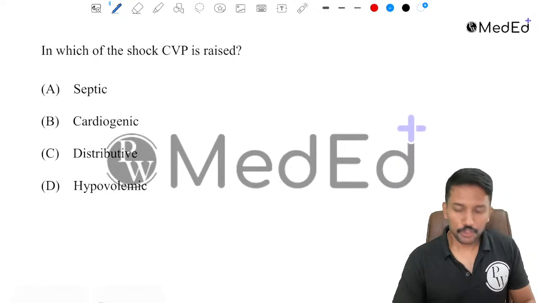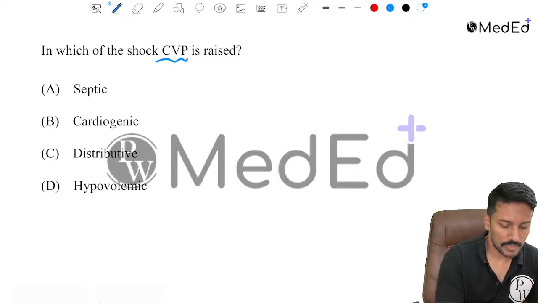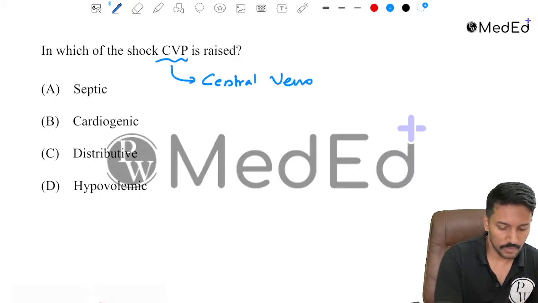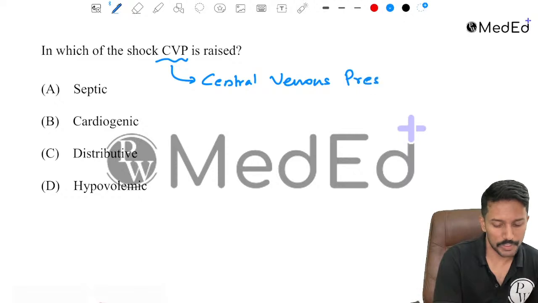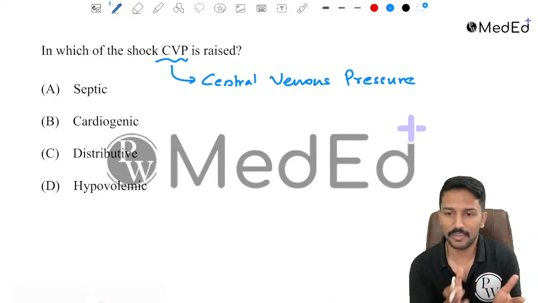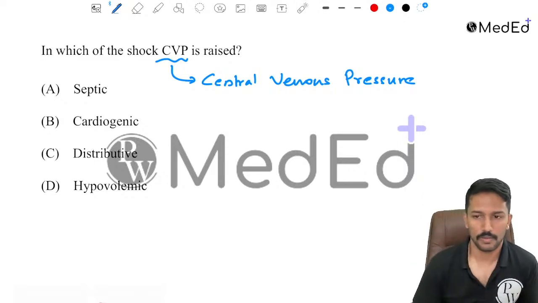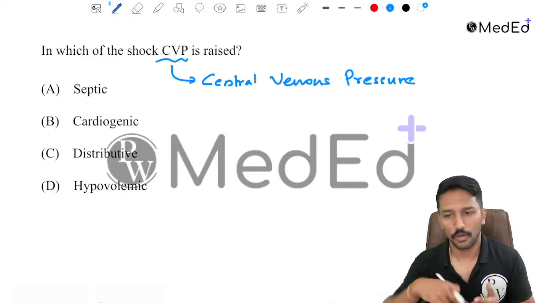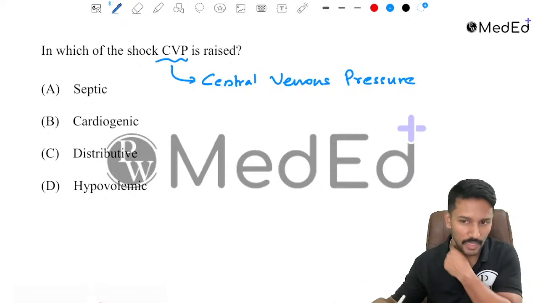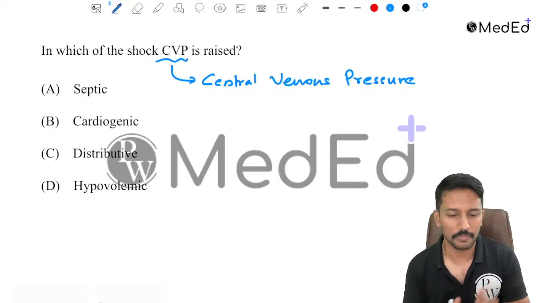Okay, in which shock will CVP be raised? What is CVP? CVP stands for central venous pressure. Basically it is a pressure measurement of your superior vena cava. It indirectly represents your right atrial pressure. So this is a measurement of JVP. JVP is visualized or traced in waveform. If you put a line into the superior vena cava and check the JVP, that itself is central venous pressure.